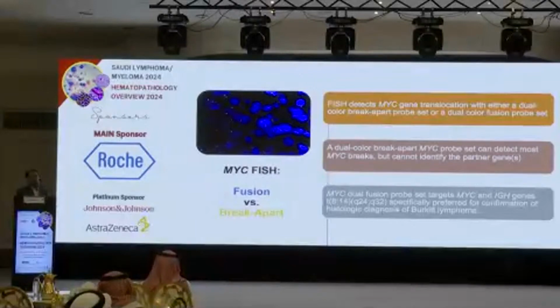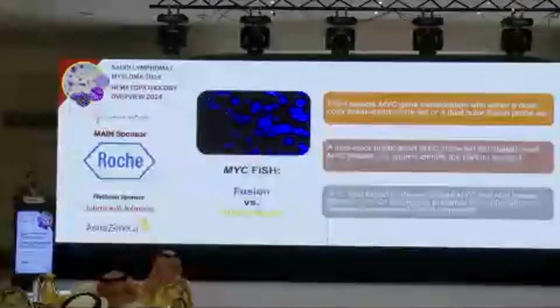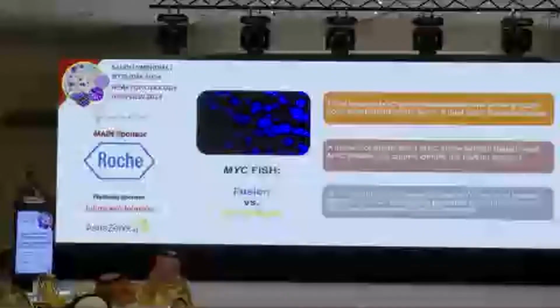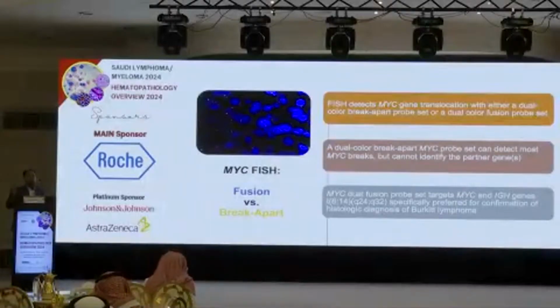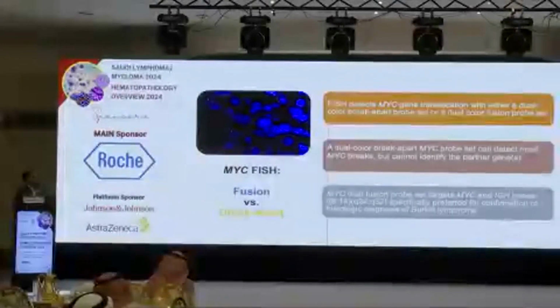Why? Because if you do only break-apart, you're going to miss a lot of cases. You can miss up to 15%, up to 20% of cases. Very elegant studies from a German group. Rainer Siebert mentioned this. He's a big expert in this area. He has shown that if you use only one probe, you're going to miss a lot, because he used gene expression profiling, NanoString, to confirm that these are Burkitt lymphoma, and then also did probes. So there is still a set of cases which are cryptic. You cannot detect them either way. Those are very few, and the gene expression profiling will be quite useful in those.